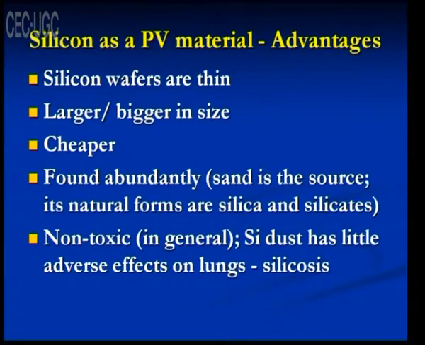They are available in larger, bigger sizes, where you can increase the surface area. It is also cheaper. It is also found abundantly. Basically, sand is the source for your silicon. Its natural forms are silica and silicates that are naturally available, from which silicon can be produced. And most importantly, the other important advantage is that it is non-toxic. In general, it is non-toxic. It is not going to cause any harm to you.